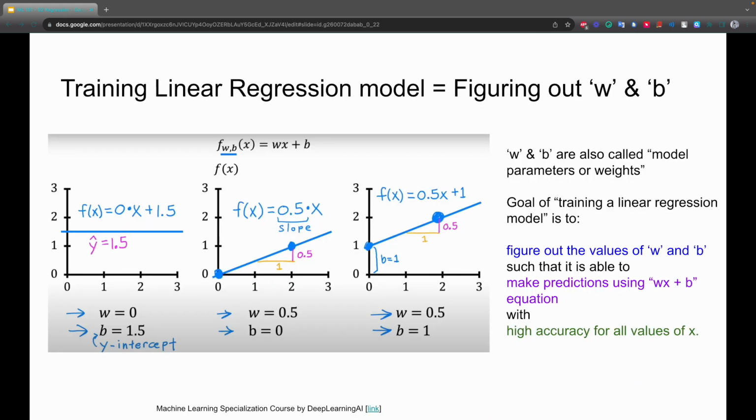W and B are also called model parameters or weights. Given that x is an input variable, all we need to do is to learn a linear regression model to figure out what the value of w and b is. Not any value will work. We need to figure out these values such that we are able to make predictions with high accuracy. Sometimes machine learning might feel like magic, but in reality, it is mathematics.